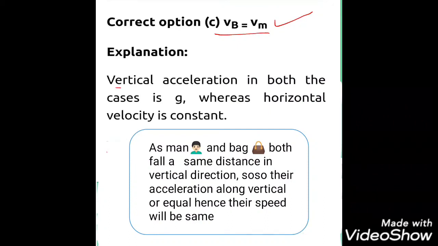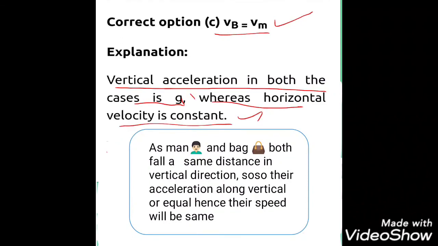The vertical motion in both cases has acceleration g, whereas the horizontal velocity is constant. So the vertical acceleration is influenced only by g. As the man and bag both fall the same distance in the vertical direction, their accelerations along the vertical are equal, hence their speed will be the same.